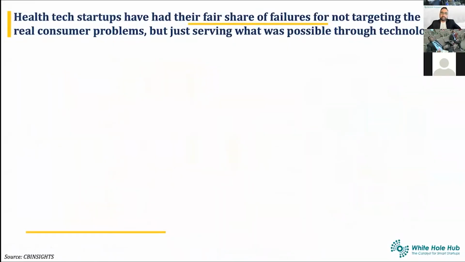Now, healthcare startups have had their fair share of failures. Having been in this ecosystem, personally involved in investing in startups for a very long time, as an investor and as an operator, I have seen a number of failures in the healthcare space. This is not very specific to healthcare; generally, startups do fail. Healthcare startups have had their fair share of failures for not targeting real consumer problems, but just serving what is possible through technology.